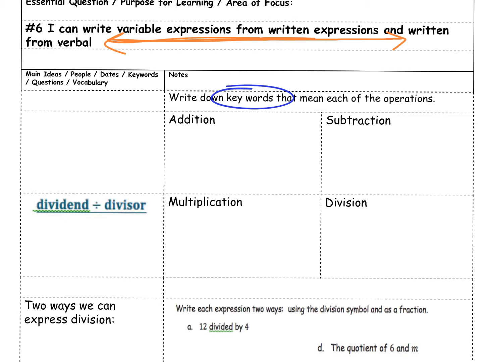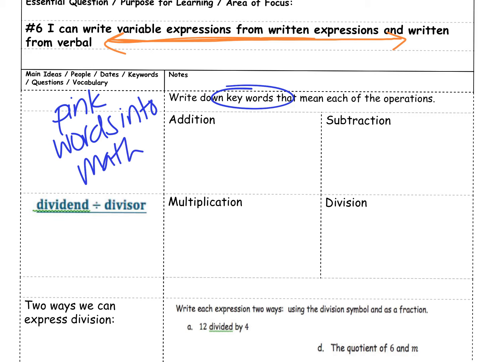And so to start off today, we have some keywords that we're looking for. The nice thing is you guys already did this on that pink sheet that was words into math. So you already have a lot of these different answers that you're going to copy down. So I want you to get that sheet out and write down words that mean addition, words that mean subtraction, words that mean multiplication, and words that mean division. You should have at least 3 for each box. Then come back and compare against this video.